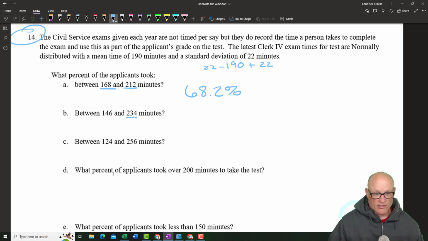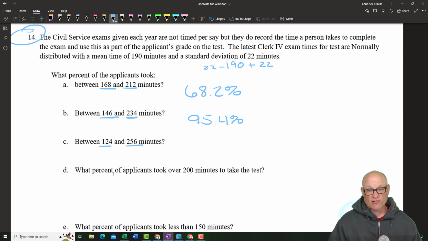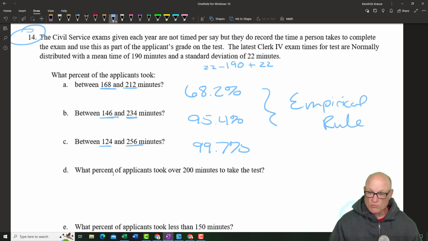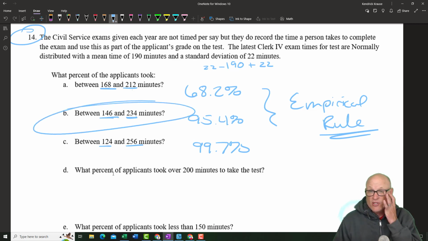If I go another 22 up and another 22 down, that would be 95.4%. And if I go another 22 up and another 22 down, that's 3 standard deviations, that's 99.7%. This is called the empirical rule. So if I said, based on the empirical rule, what percent of data is between these two numbers, and those two numbers happen to be up and down 2 standard deviations, you'd say about 95.4%.